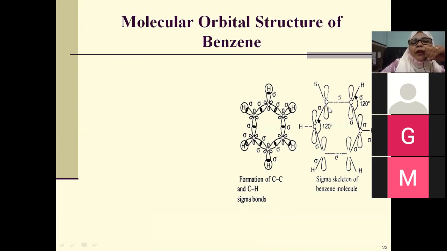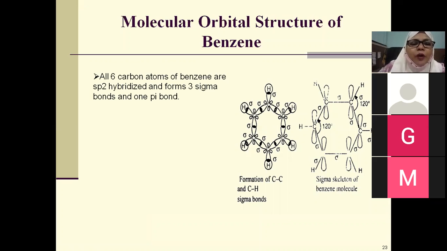The bond with hydrogen is also a sigma bond, so 3 sigma bonds are formed. And somewhere there will be a double bond either here or here, so based on that it forms one pi bond. These p orbitals, these pi electrons, overlap each other to form the pi orbital. So 3 sigma bonds and 1 pi bond. I've written that all 6 carbon atoms of benzene are sp2 hybridized. How? The carbon-hydrogen bond involves the s orbital, hydrogen shows an s orbital.